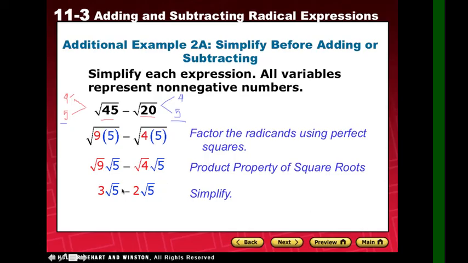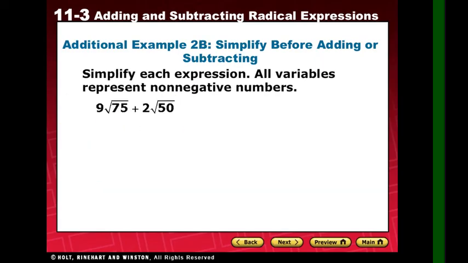And then, after that, we can subtract the two. Obviously we use subtraction because of the minus sign. So, we have 3 minus 2 is 1, or simply square root of 5 as our final answer. Clear? To make it clearer, let's have another example.